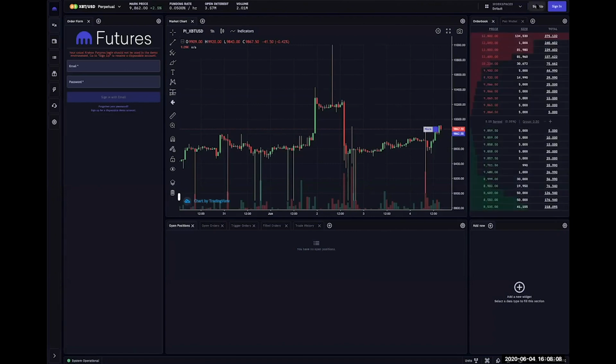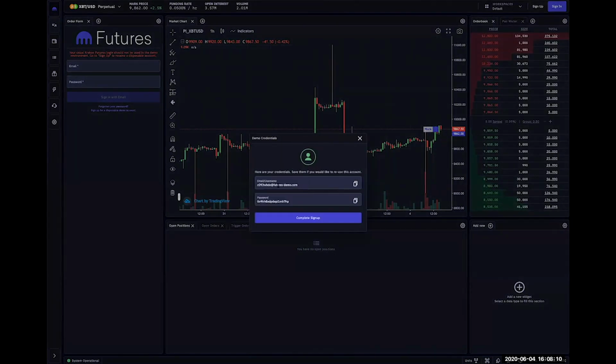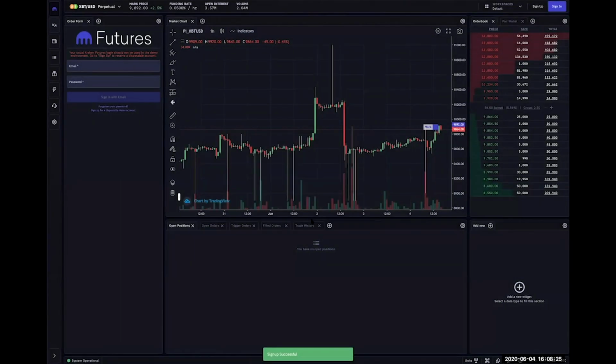So first we're going to sign up. It will automatically give you an email address and a password. If you copy these down, they will be unique to you, and you'll get a unique one every time you sign up. You can also use these to sign back in, so you can check back in on your trades at a later date. So we're going to complete the sign up process.